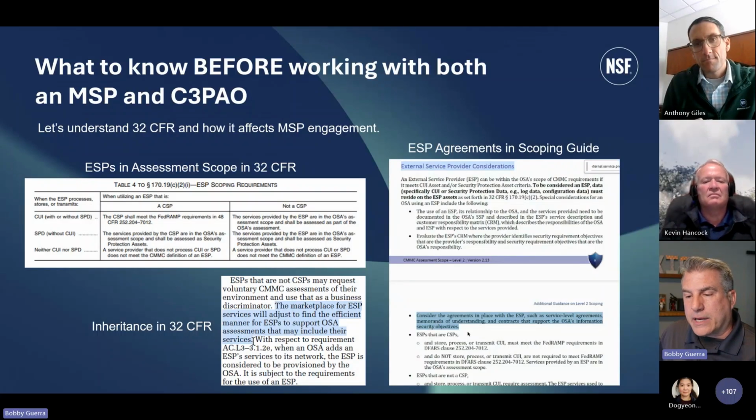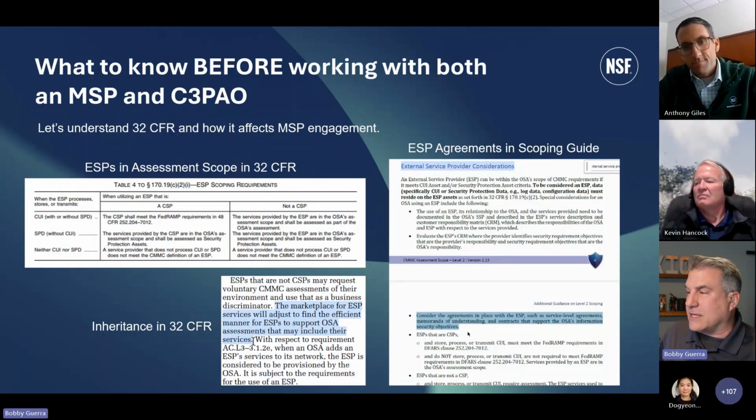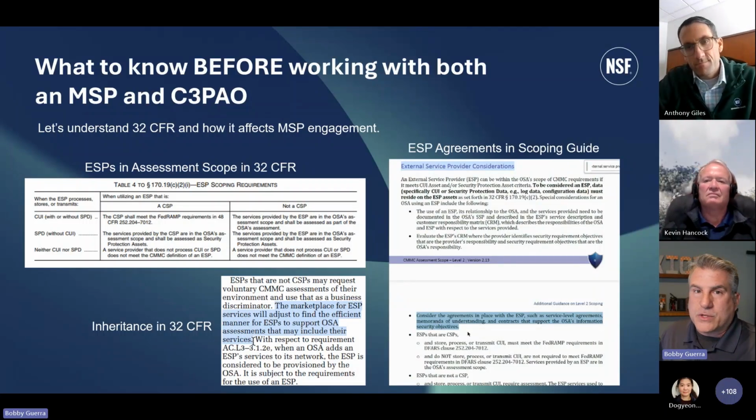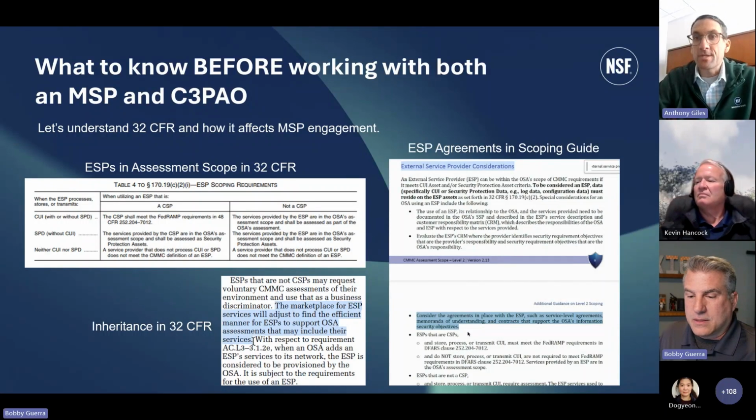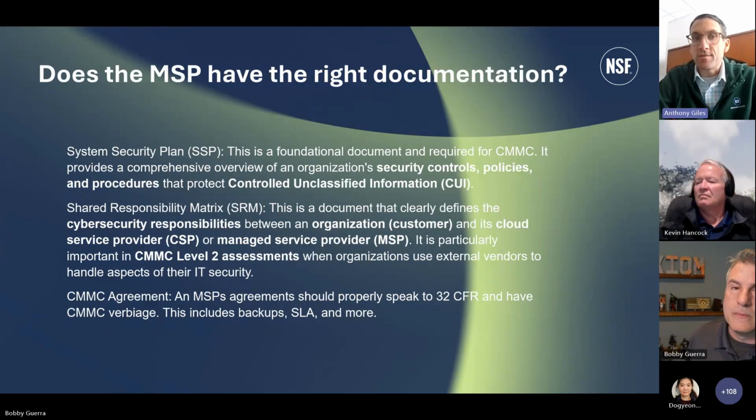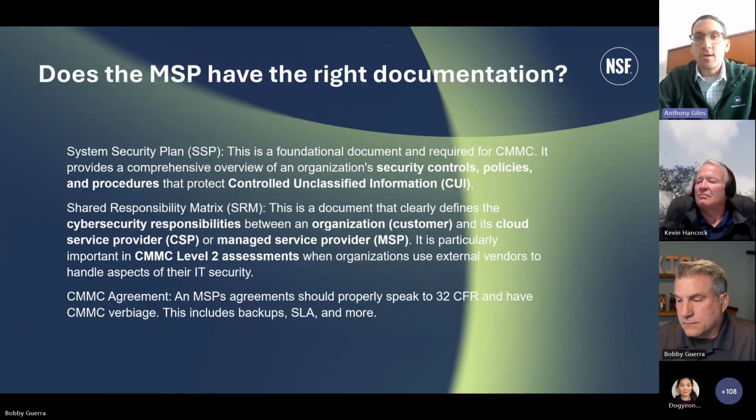And then this little highlighted one here says, consider the agreement in place with the MSP, such as the service level agreement. So Tony, as the C3PO, you guys are going to want to see the service level agreement that the MSP is providing to that company, right? Correct. Because that OSA, again, they're relying on that MSP for that service. So we're going to be looking for SLAs.